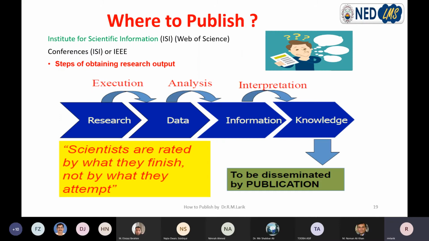Where to publish? ISI, the Institute for Scientific Information, Web of Science. So research, data, information, knowledge: you need to do research, data analysis, and interpretation all the time, do some experiments, and finally execution, analysis, and interpretation.